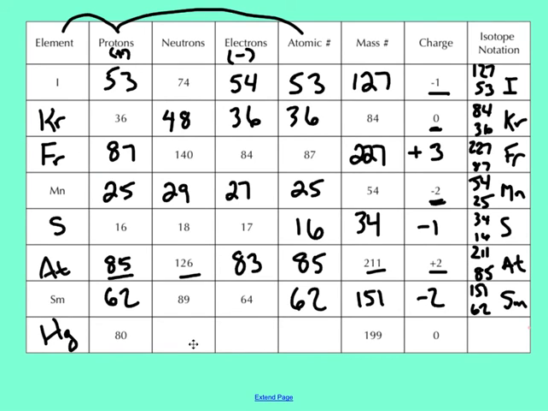And number of neutrons we can do because we have the mass number and we have the protons. So I would take 199 minus 80, and that should give you 119. And then the number of electrons, I see it has no charge, so therefore it's just going to be 80, equal to the protons. And the atomic number is also going to be 80. Alright, and so then I can put in my 199, I can put in my 80, and this is mercury.